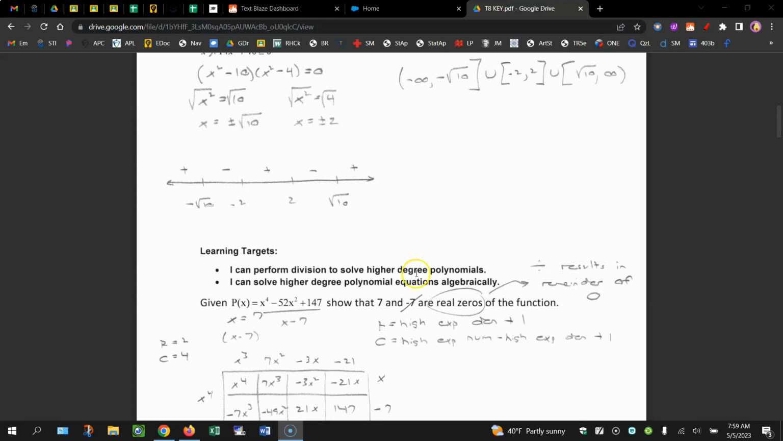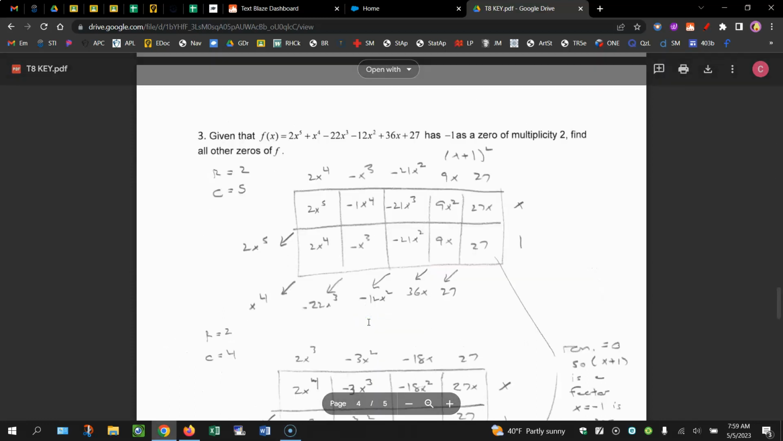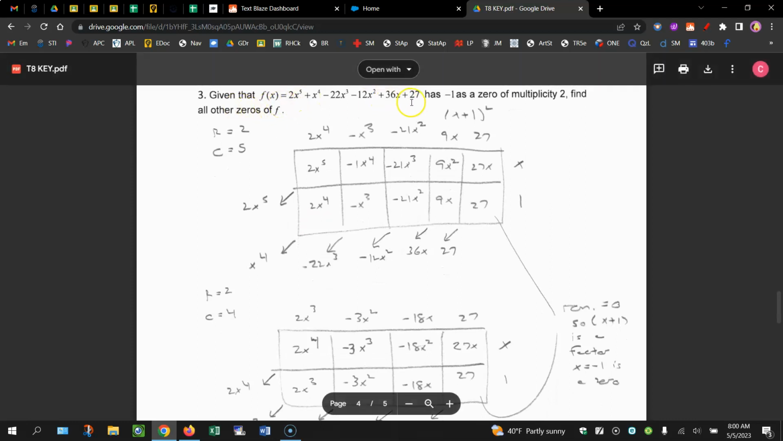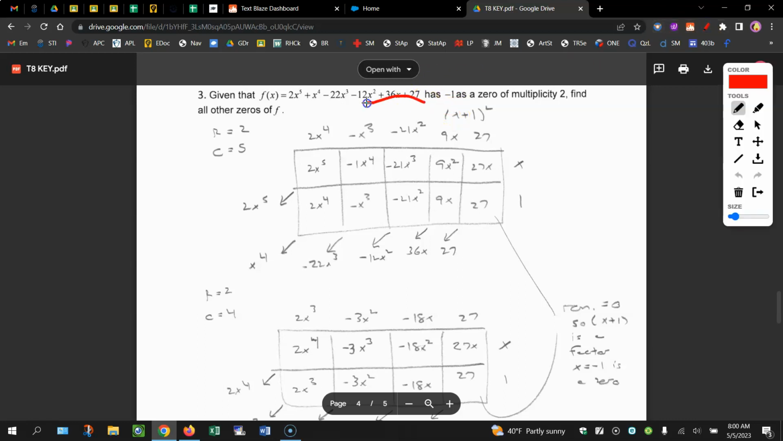So if we take a look at one of these questions, here we have this polynomial function, and x equals -1 is a 0 with a multiplicity of 2. So if x equals -1 is the 0, the factor is x plus 1. So if you imagine dividing this polynomial by x plus 1.